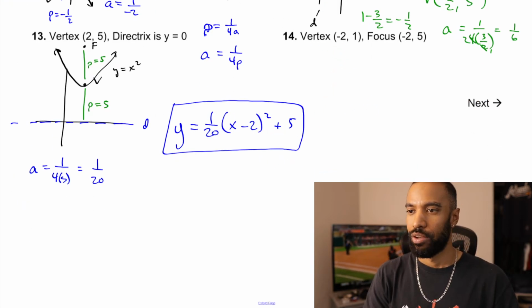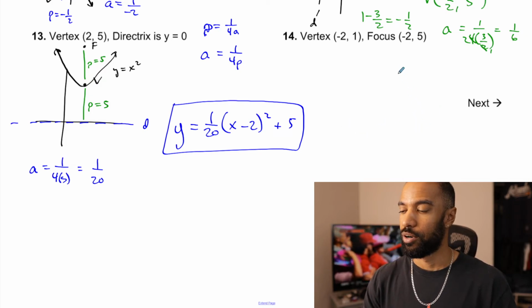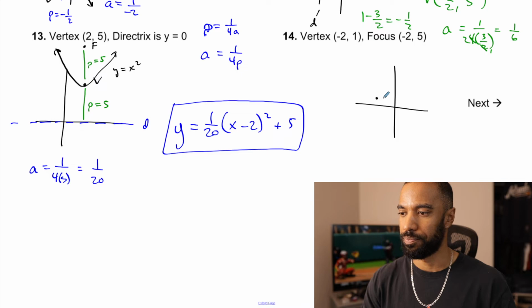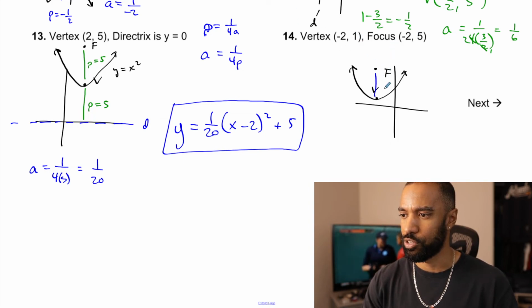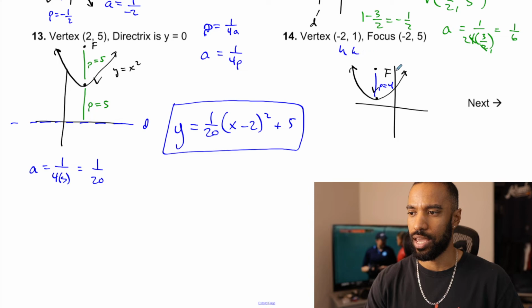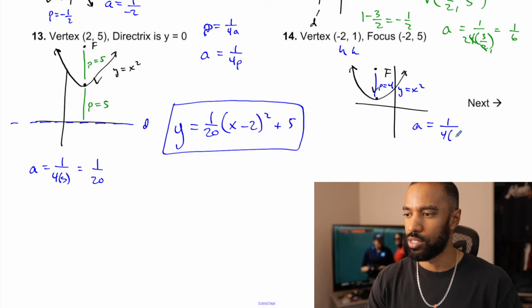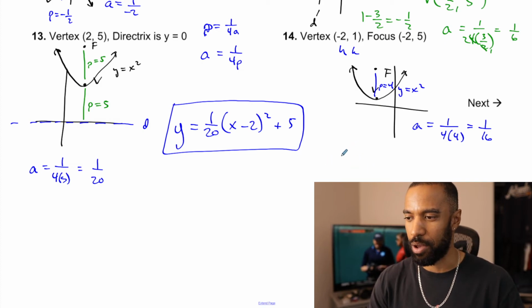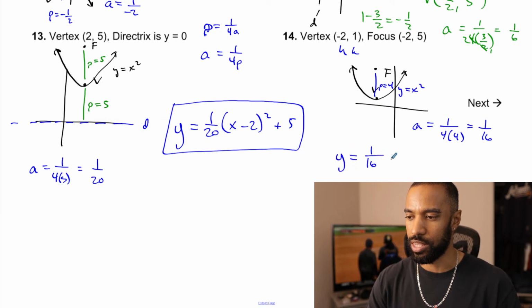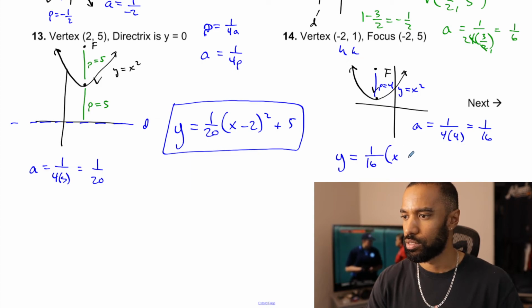And the last one, vertex is at (-2, 1). By the way, my students aren't doing these problems. Focus is at (-2, 5). Once again, it's going upward. The distance between vertex and focus, between 1 and 5, is 4, so p = 4. You know your h and k. This is a y = x² equation. So a is 1 over 4 times p, which is 1/16. Clearly, number 12 was the hard problem. You probably gave up on me on that. And this is going to be y = 1/16 (x + 2)² + 1.